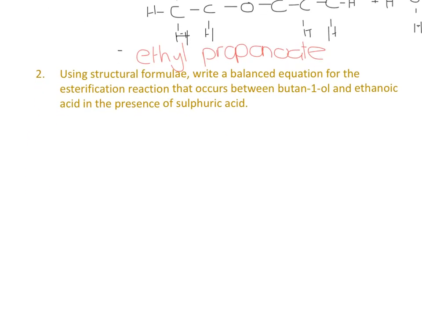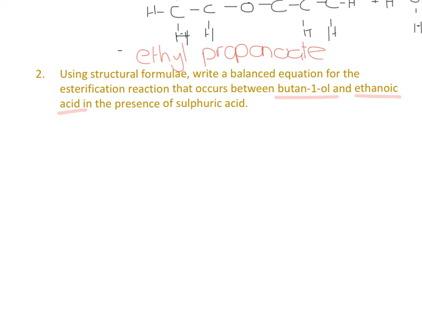Use structural formula to write the balanced equation that occurs between butan-1-ol and ethanoic acid. What's really important here is we have to use an alcohol that has the OH at the end. Specifically for our curriculum, obviously in the real world it doesn't always have to happen like that, especially with more complicated esters, but that's what we're using at this point, so that's what we're going to stick to.